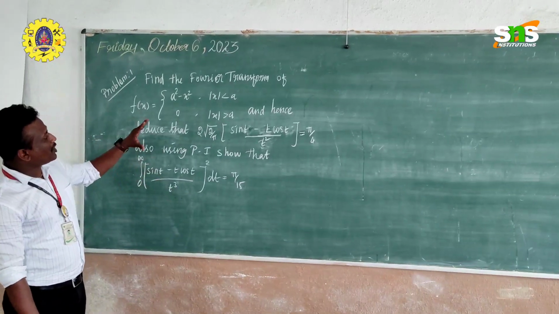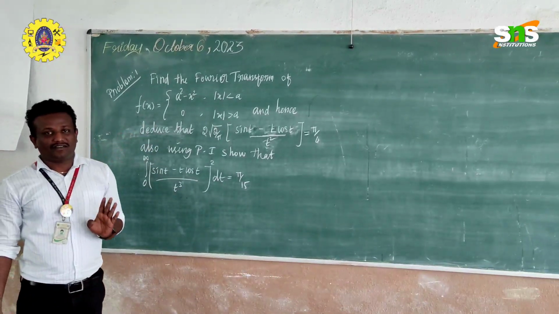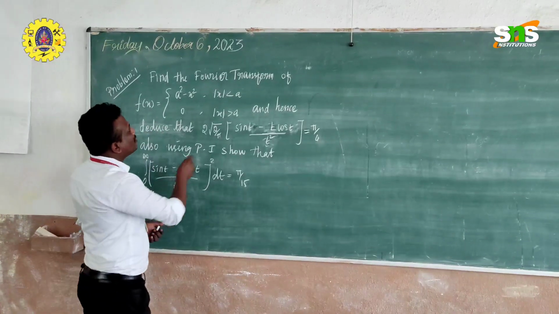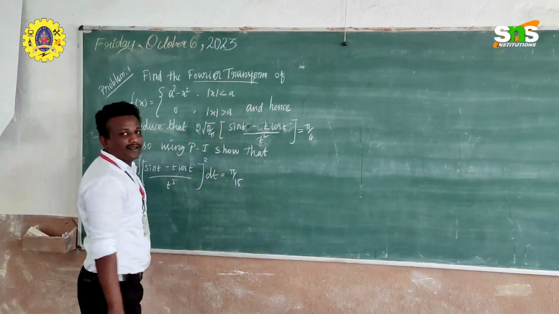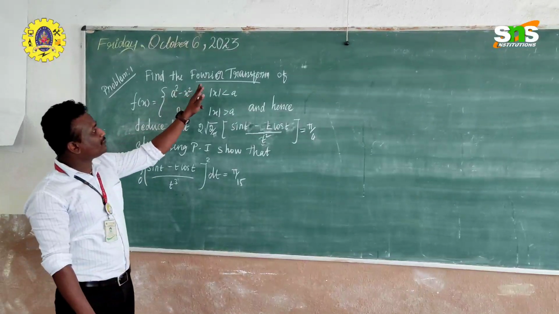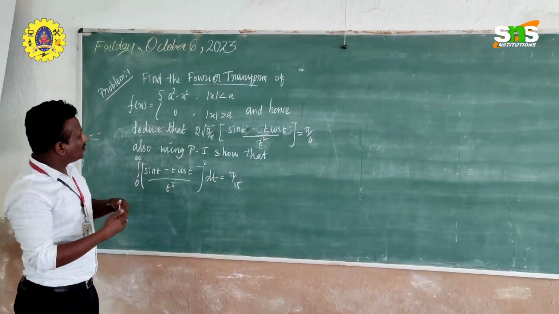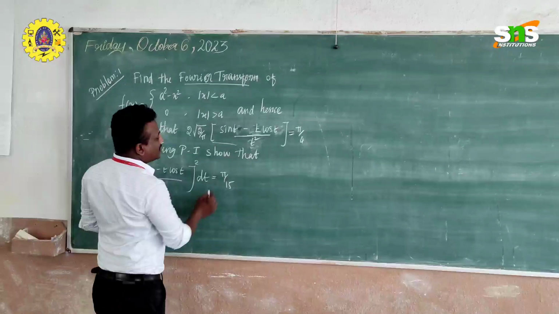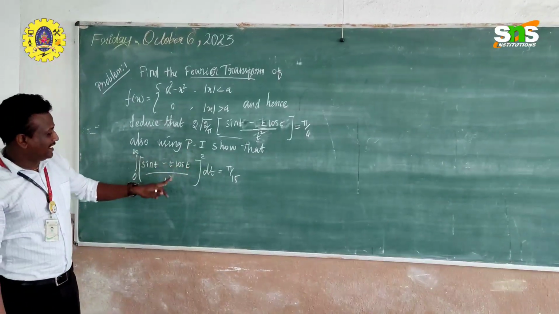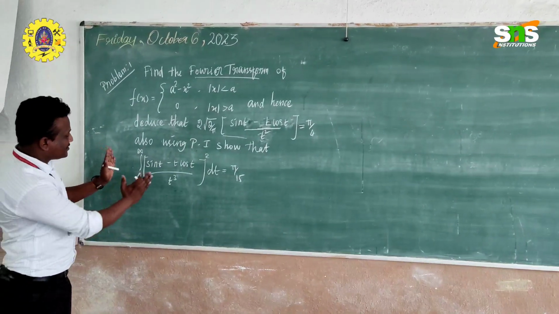Okay, so in this problem we are having three tasks. First task, we have to find out what is Fourier transform. Second task, from the result of Fourier transform we have to bring out this results. Third task, then by using Pascal's identity we are going to show that this results.